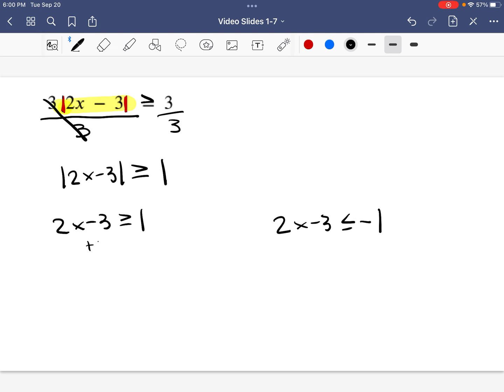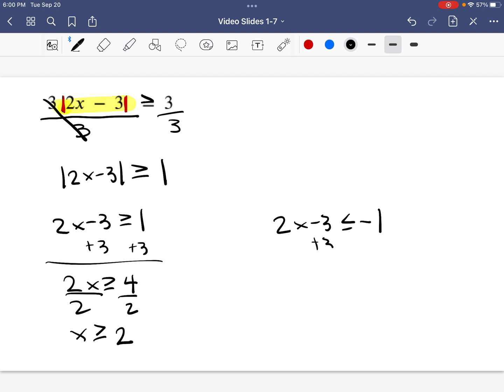Add 3. 2x is greater than or equal to 4, or x greater than or equal to 2, and over here, 2x less than or equal to, that's 2, x less than or equal to 1.